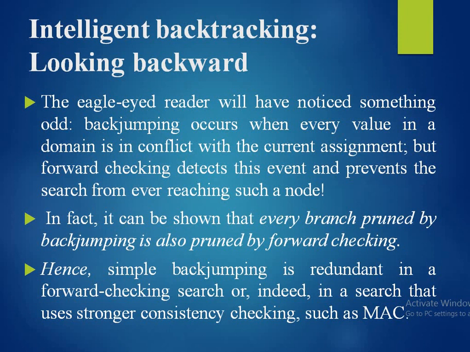The eagle-eyed reader will have noticed something odd. Backjumping occurs when every value in a domain is in conflict with the current assignment, but forward checking detects this event and prevents the search from ever reaching such a node. In fact, it can be shown that every branch pruned by backjumping is also pruned by forward checking. Hence, simple backjumping is redundant in a forward checking search, or indeed in a search that uses stronger consistency checking such as MAC.